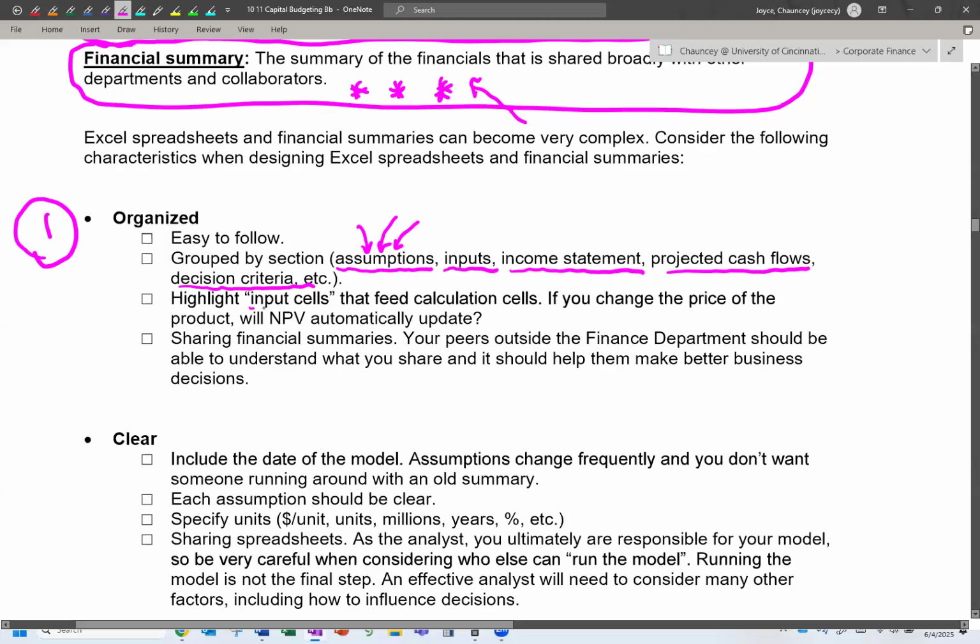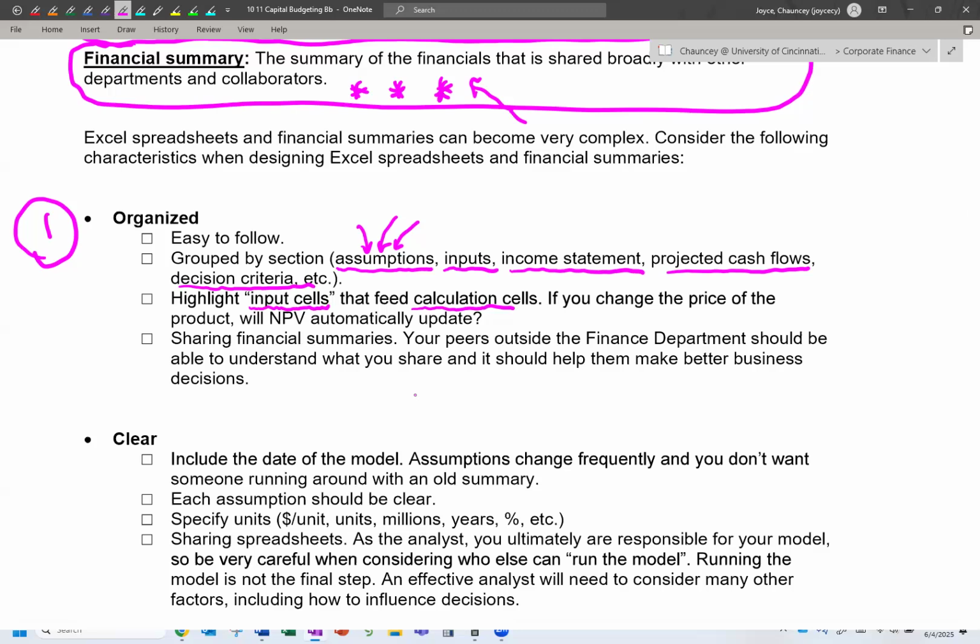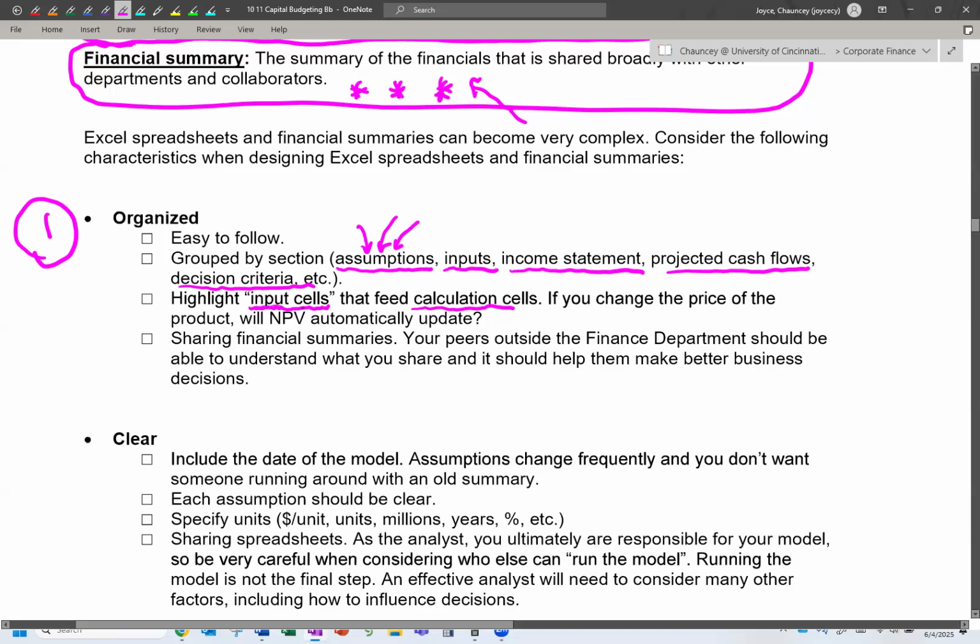Highlight what's an input cell, something that you actually type in, and what's a calculation cell. Input cells feed the calculation cells. If you change the price of a product, will NPV automatically update? That's the goal. You don't want to be redoing each of these formulas for every new change in assumption. So make your input cells correctly feed the calculation cells. When you share a financial summary, be very careful. Your peers outside your finance department should understand what you share, and it should help them make better business decisions.